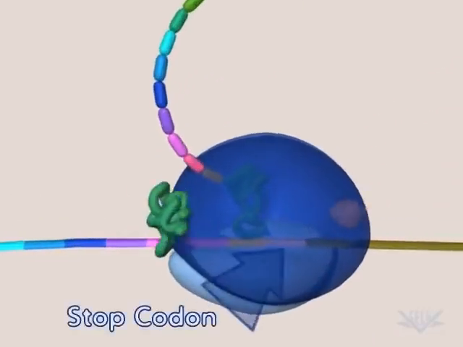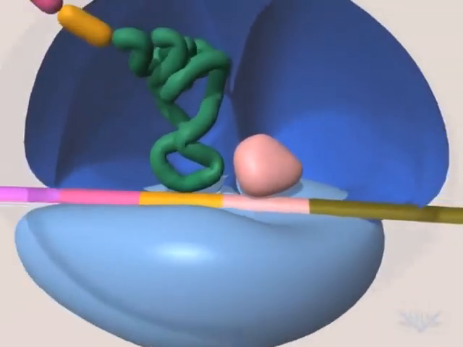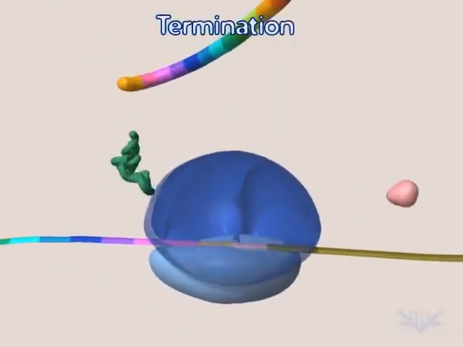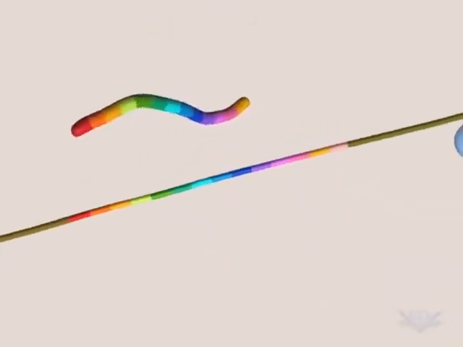When a stop codon is encountered in the A site, a release factor enters the A site and translation is terminated. When termination is reached, the ribosome dissociates and the newly formed protein is released.